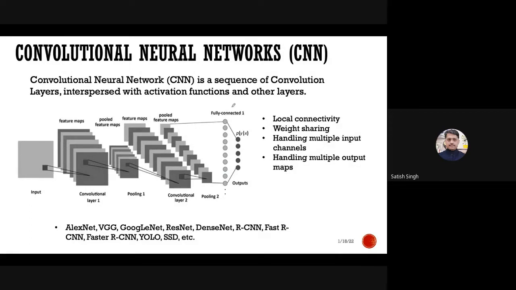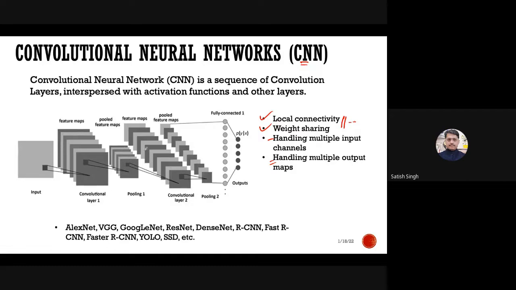So convolutional neural networks. Probably yesterday you had one lecture on deep learning models, so he might have discussed CNNs. In CNNs, the concept of local connectivity has been used, and weight sharing has been used. Why? Just to have a lesser number of weights, so that if the weights are fewer, then the optimization is easy. Handling multiple input channels and handling multiple output maps. So multiple output maps will be generated.